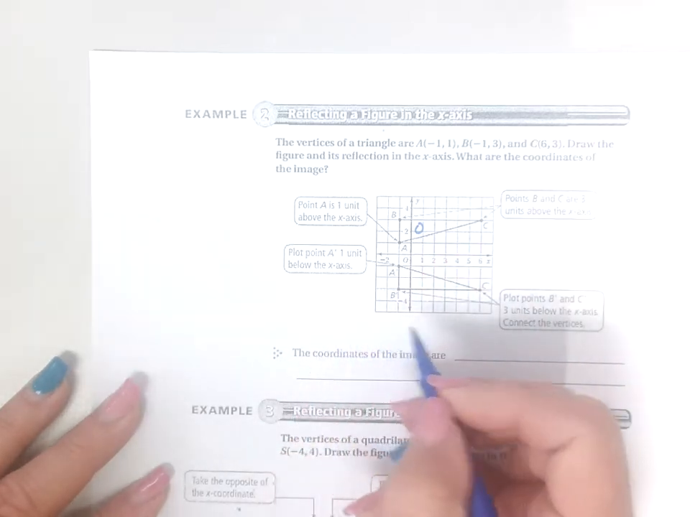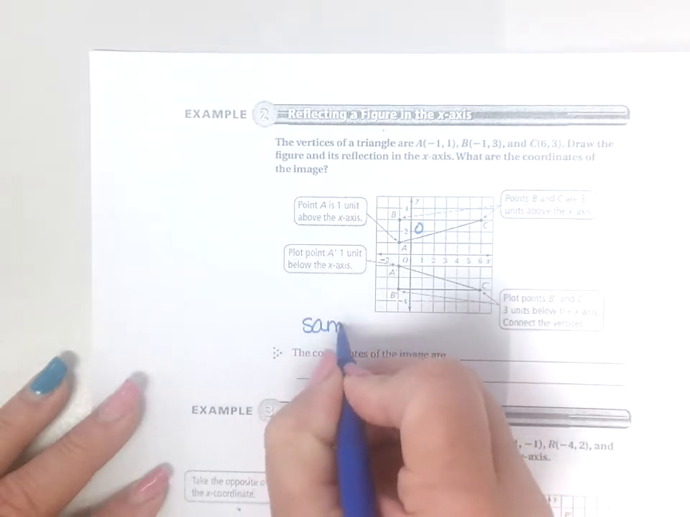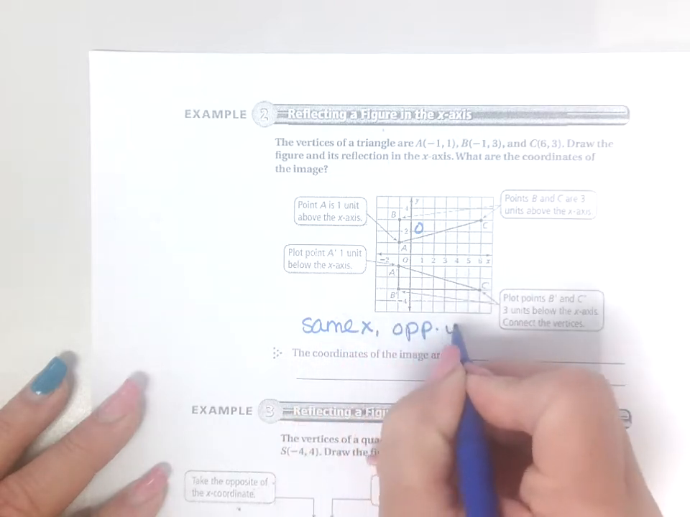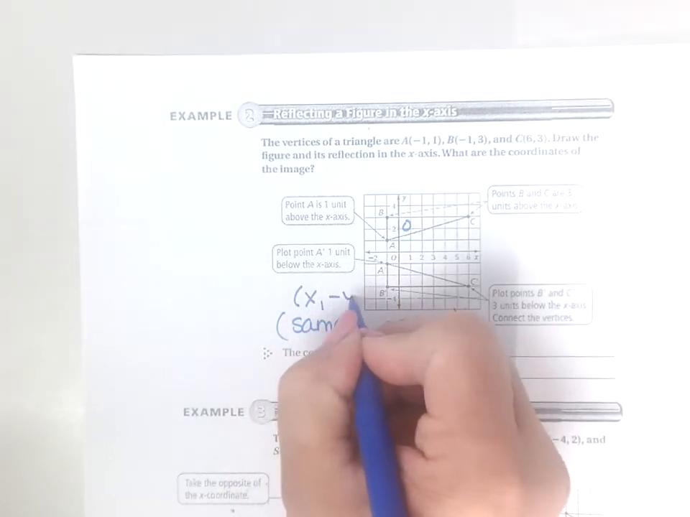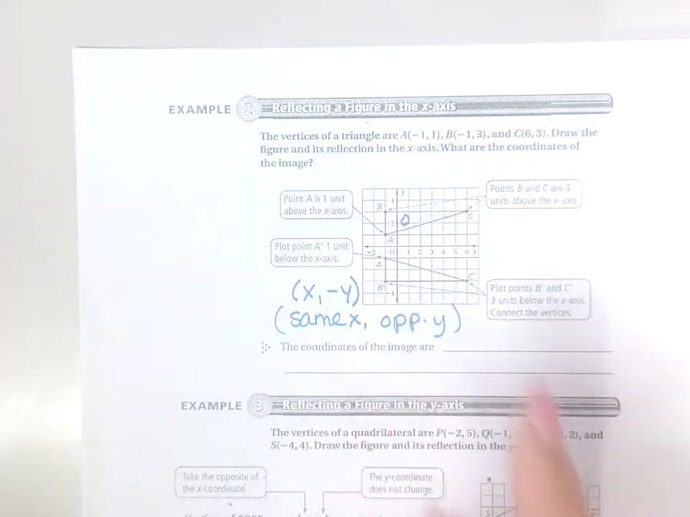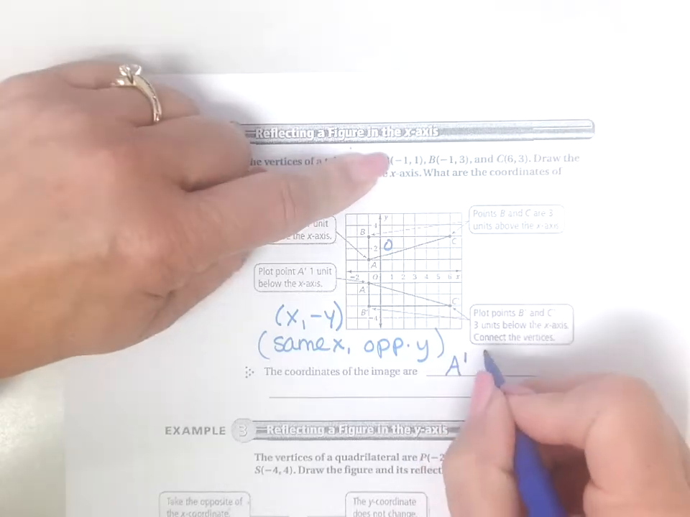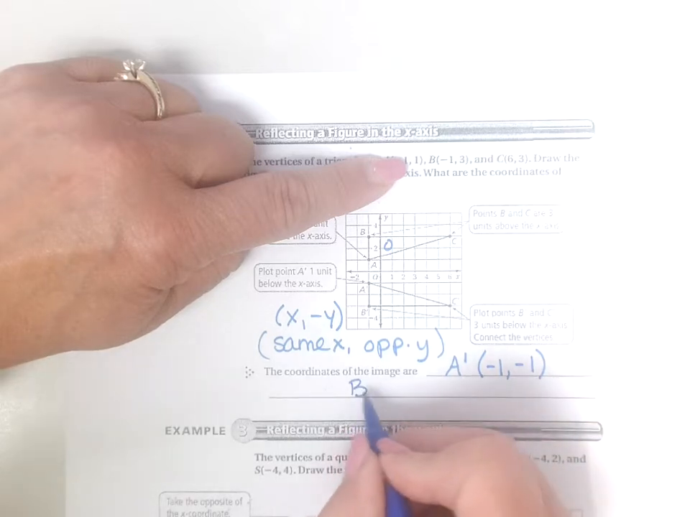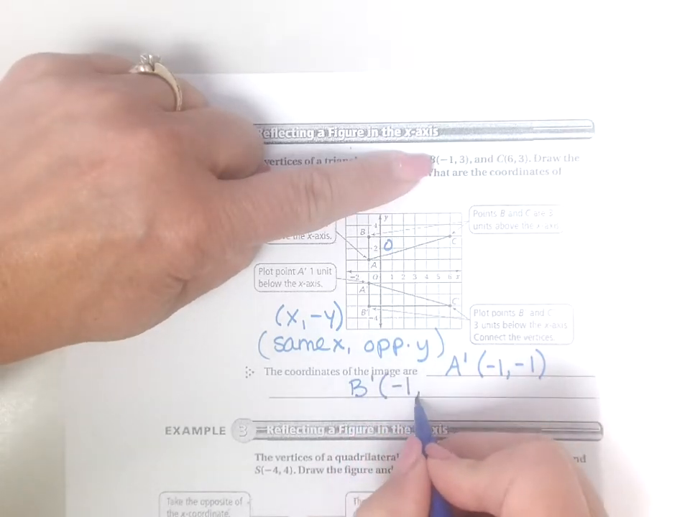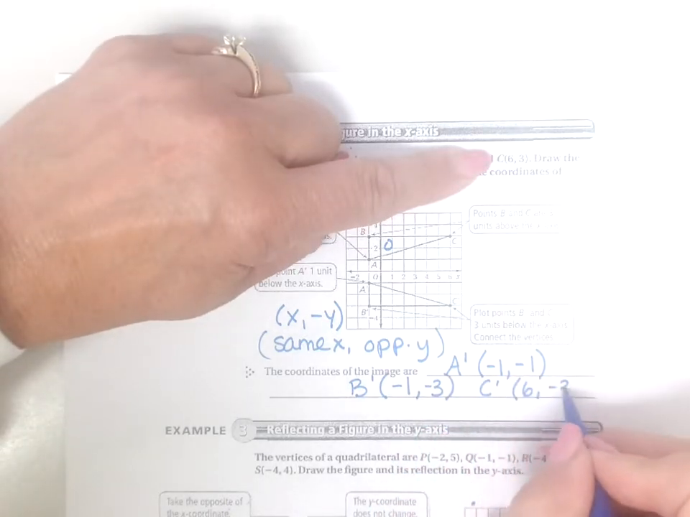So if you flip over the x, x stays the same, opposite y. So same x, opposite y. All right. That was what I wrote on the other side. Same x, opposite y. So if I look at the coordinates up here, the new A would be same x, and instead of a positive 1, it'll be a negative 1. The new B will be the same x, because it's flipping over the x, and a negative y. And the new C will be the same x, 6, and the opposite y, which will now be negative 3.